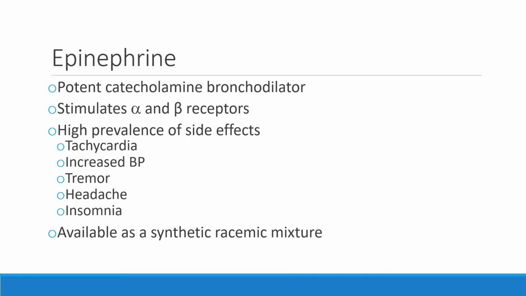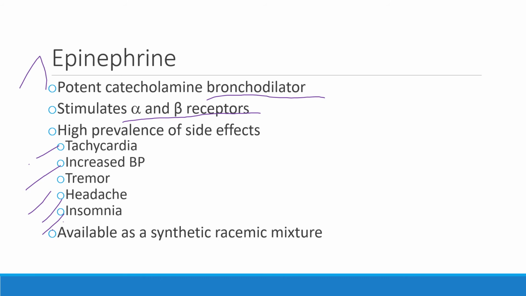So let's talk about epinephrine. Good thing to talk about. This is a potent catecholamine, and it can cause bronchodilation as well. It stimulates both alpha and beta receptors, so you're going to have more side effects from epinephrine. In fact, they used to nebulize epinephrine forever ago, before albuterol was a thing, right? Good old history lesson there. It does have a high prevalence of side effects like tachycardia, increased blood pressure, tremors, headaches, insomnia, those things that you'd get from taking too much caffeine, right? The epinephrine type stuff.